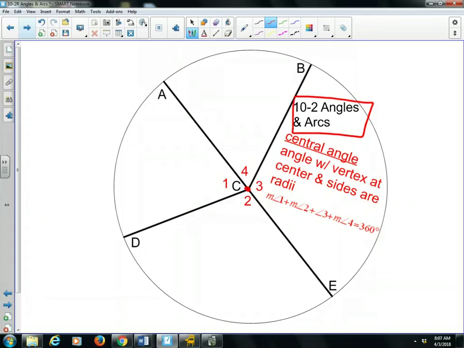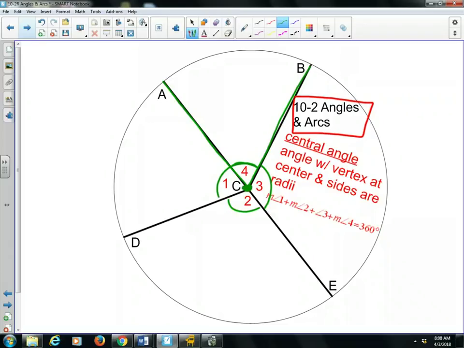And let's first define what a central angle is. A central angle is an angle with a vertex at the center and sides that are radii. So take angle 4 here, for example. Angle 4 is a central angle because its vertex is at the center, point C. And then this side of the angle is a radius, and this side of the angle is a radius. Okay, so we call that a central angle when the sides are radii of the circle and the vertex is at the center. Same thing with angle 1, angle 2, and angle 3 as well.